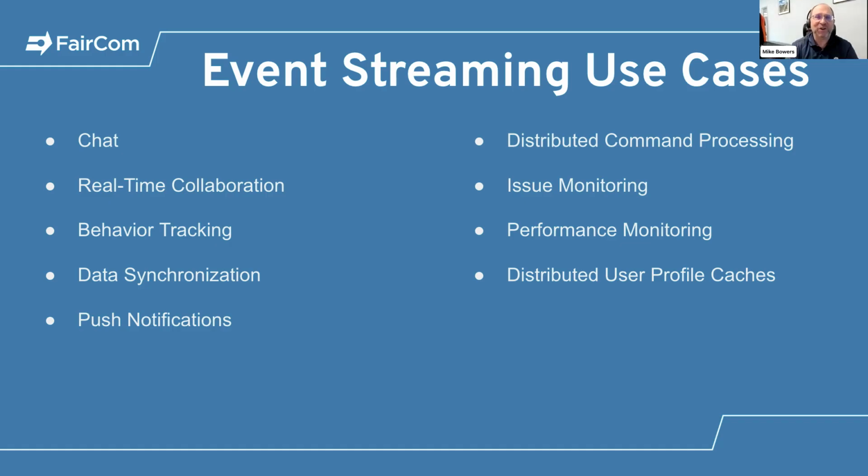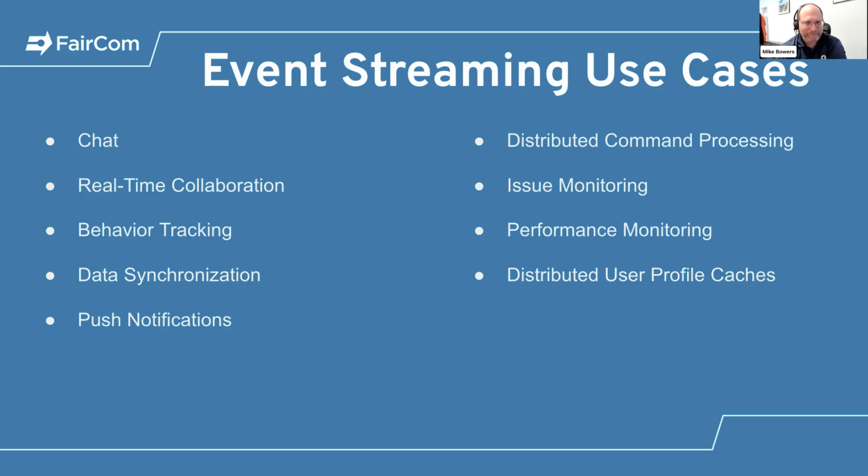Think of machine learning, where you need to process on many servers, or image processing. Super easy to do. I'm not kidding. It is so easy. I can't wait to show you this. So I've got to go faster and get through all this use case stuff. Issue monitoring, performance monitoring, distributed user profile caching. That's kind of like Verizon distributing everything to your caches. This event streaming is so powerful.